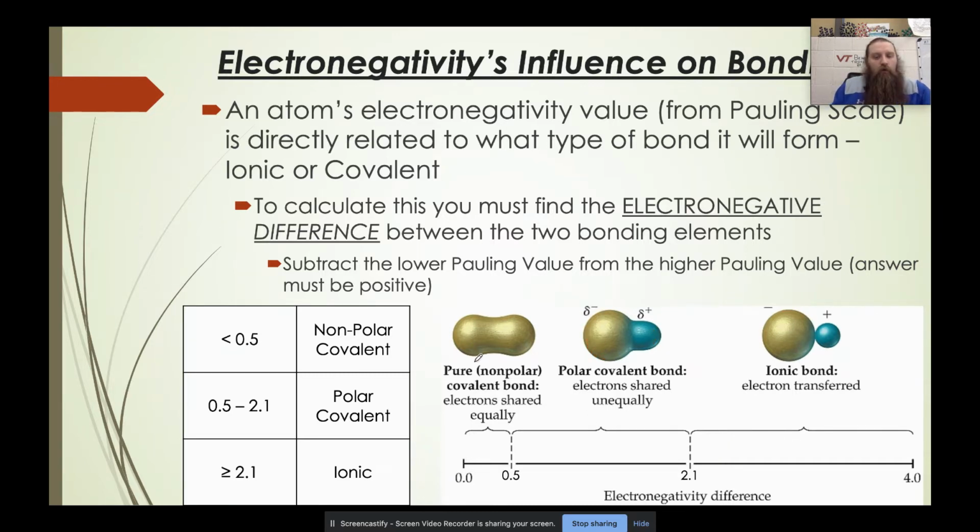If I have a pure covalent bond, we can see that the electron is spending the same amount of time around both of the atoms. And since it's the same around both sides, well, then it's nonpolar. There is no dipole there.